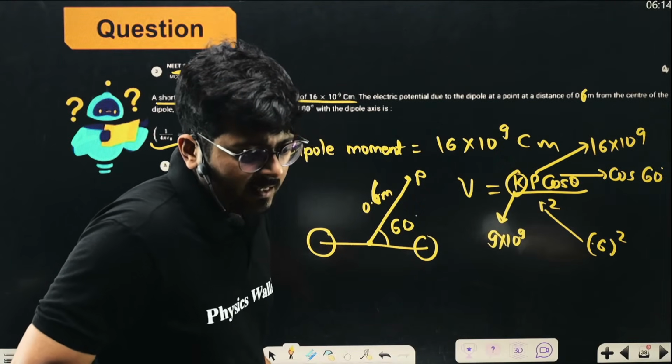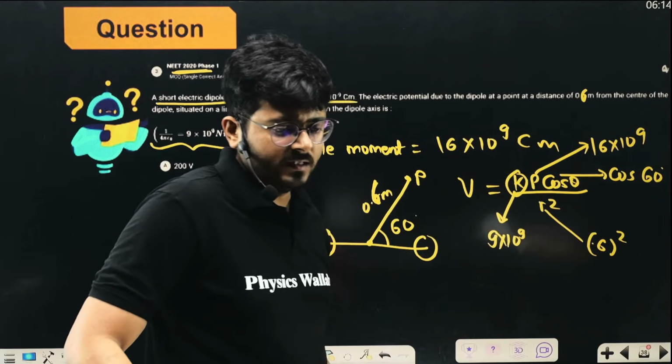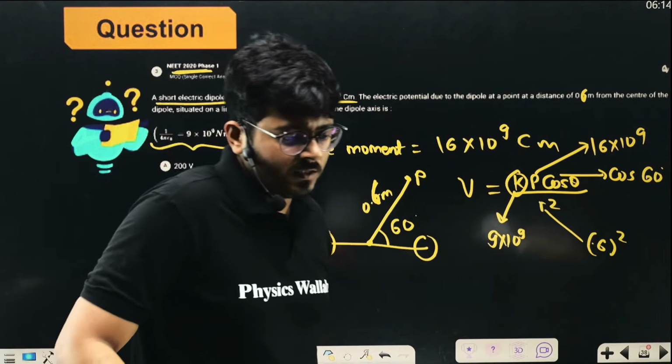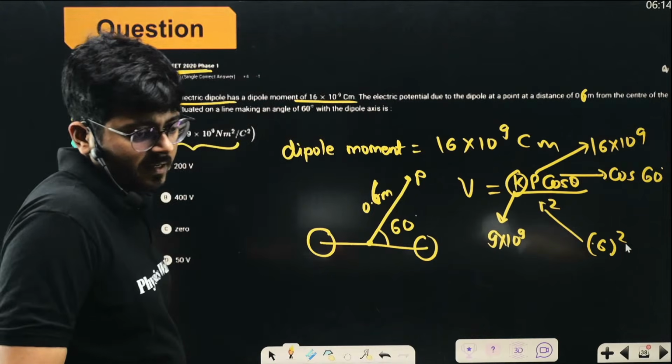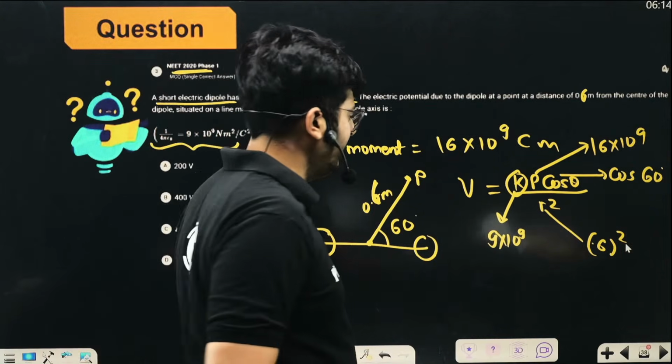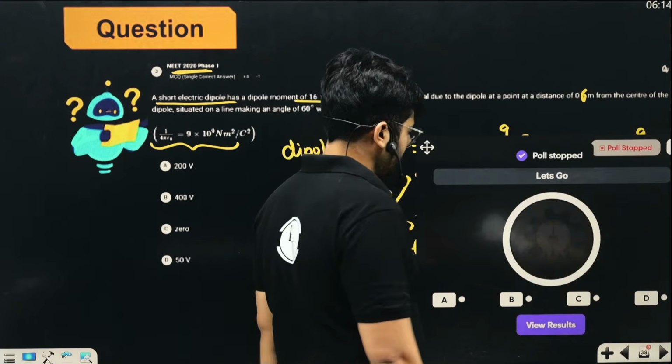Okay, Ananya is saying A. Ayush is saying A. Okay, very good. Chandu is saying 200 volts, which is option A. Very good. Manjulika is saying D. All right, so let's see how many of you are actually correct.